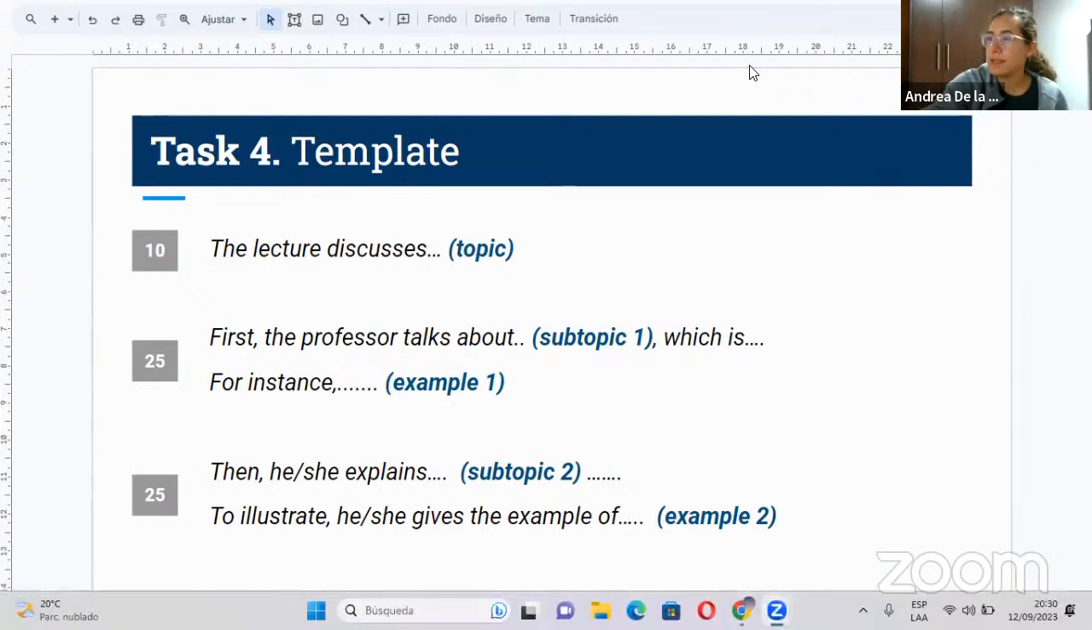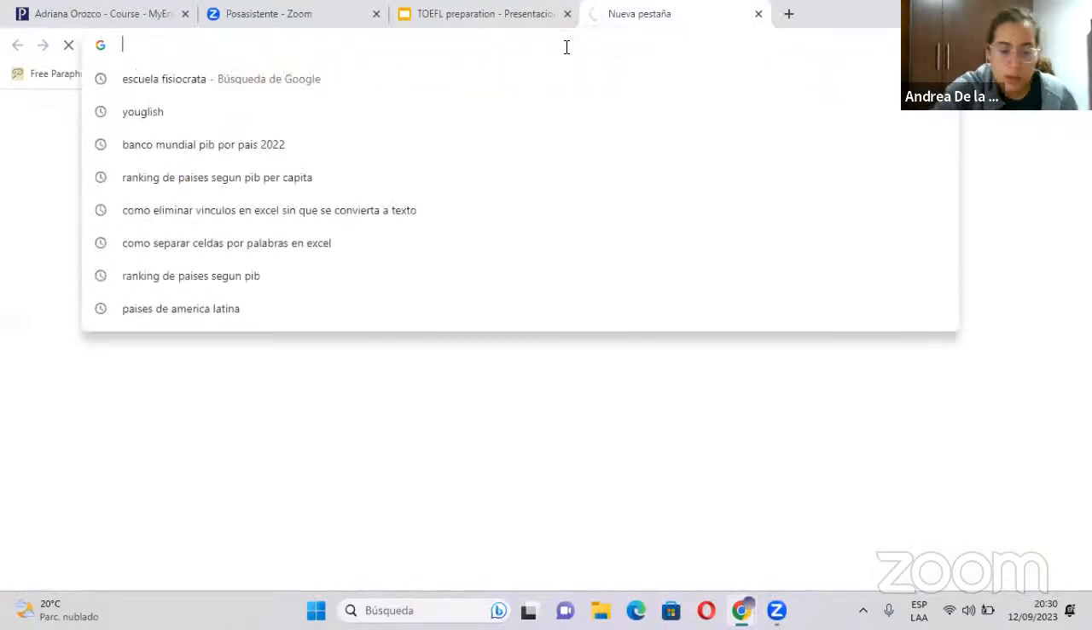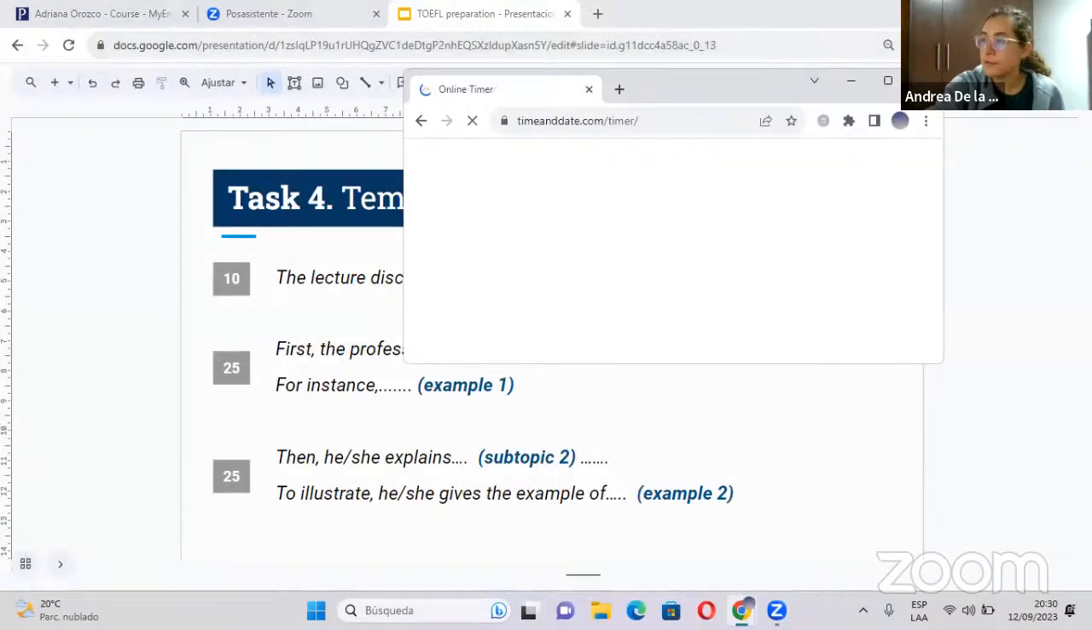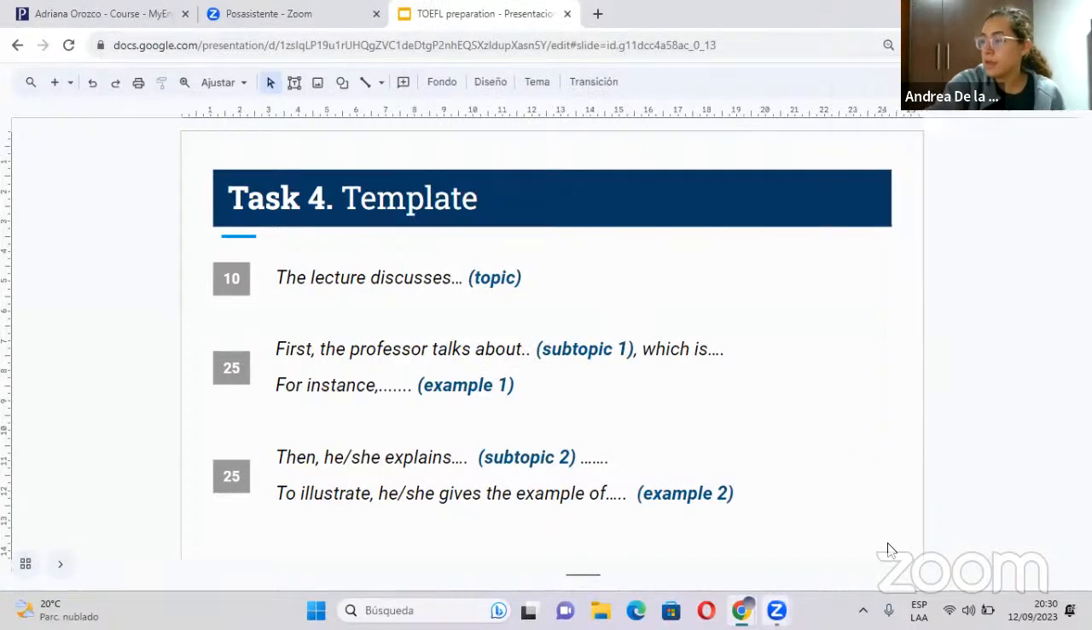Well, let me give you an example. I'm going to do it. So you guys get to see how I organize my time, how I deliver the information, the grammar I use, the use of the template, and all of those things.